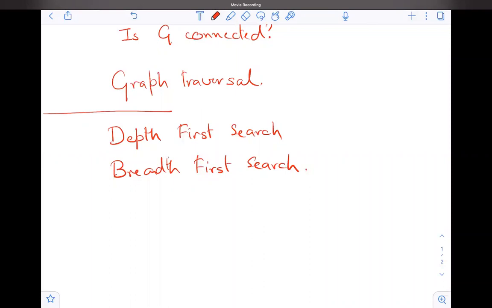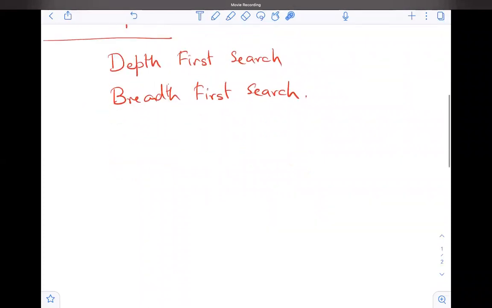So this is the intuition. If you can keep this in mind, then maybe this will help you remember these two different things: depth first search and breadth first search. In depth first search, we start from a vertex. You are given a graph G and a vertex, say U, which is the starting vertex. Sometimes we call it a starting vertex or a root.